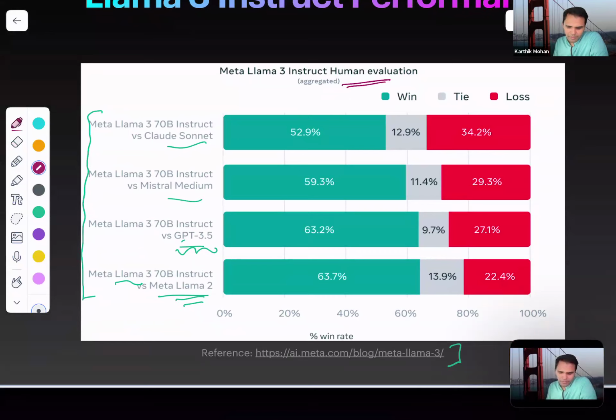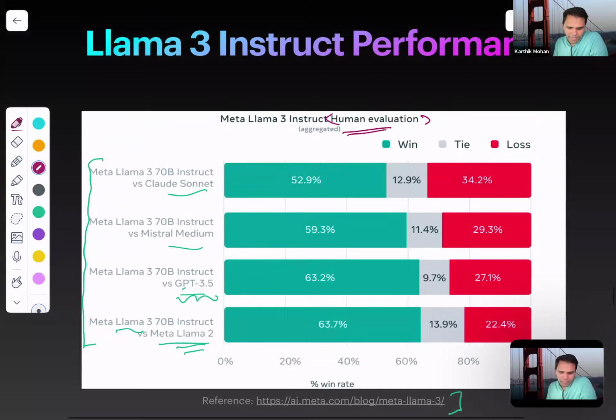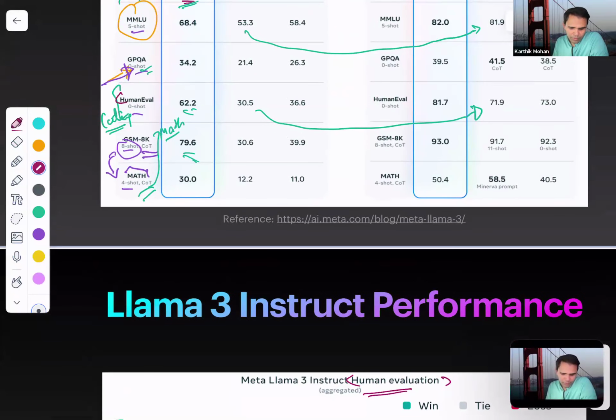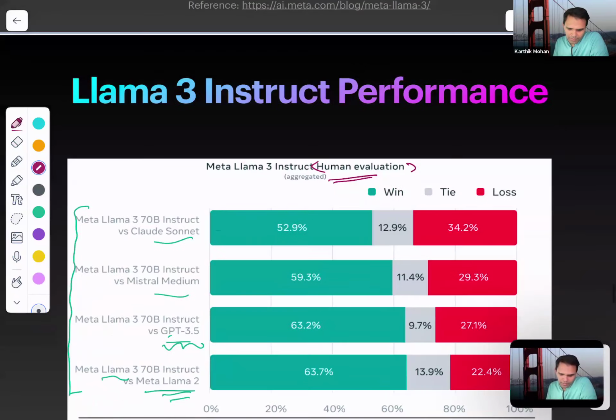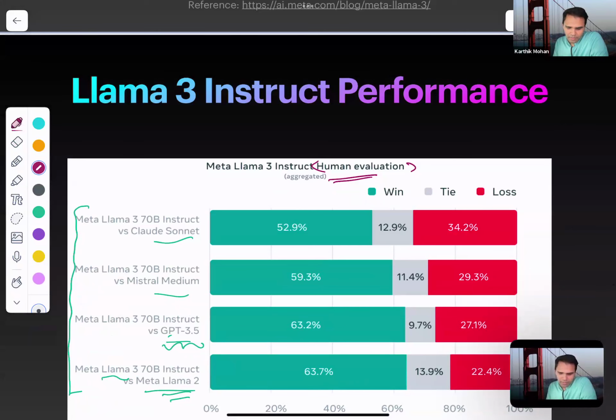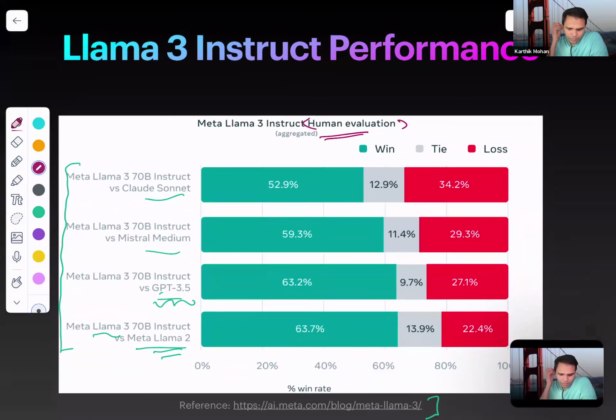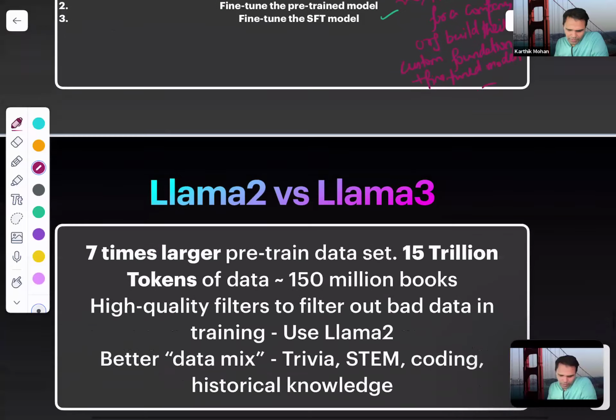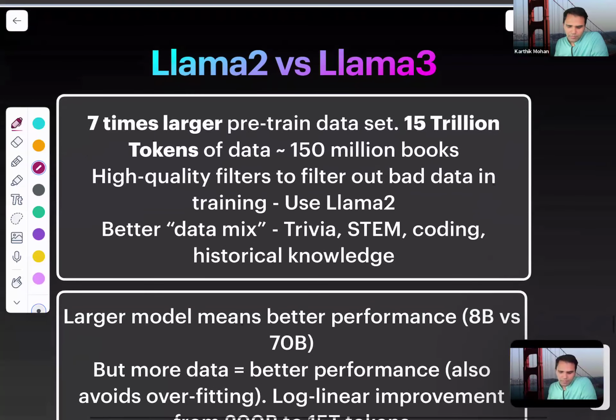This human evaluation is different from the HumanEval data set, which is specifically for coding. This human evaluation data set is across a bunch of tasks, including coding, math, and question answering. They specifically set it up for the comparison. And there they saw a big boost in performance on Llama 3 versus Llama 2. So looking at Llama 2 versus Llama 3, some of the differences: Llama 3 has a 7 times larger pre-trained data set.